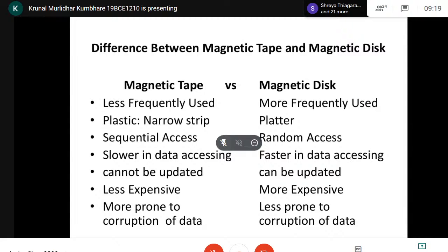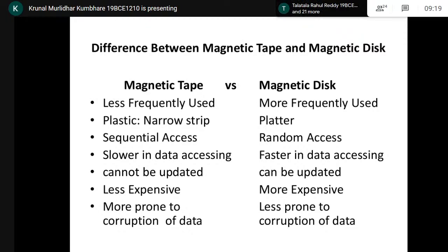I conclude by saying the difference between magnetic tape and magnetic disk. Basically, magnetic tape is less frequently used. It was used in earlier times. Now, the recent trend is the hard disk, consisting of magnetic disk, which is more frequently used. Magnetic tape is made up of plastic material coated with a magnetized medium, a narrow strip. And a magnetic disk is basically a disk which is magnetized.